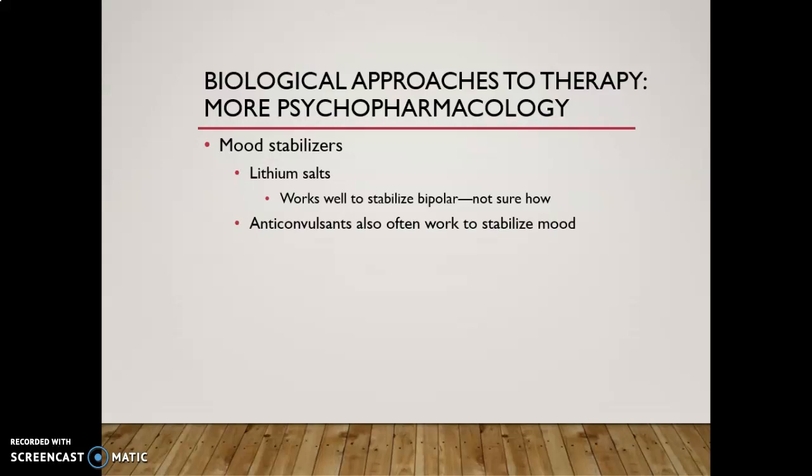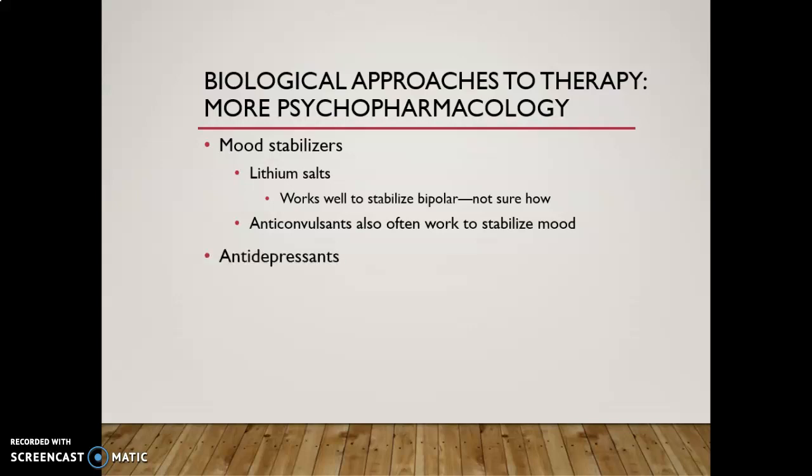In addition, we can also use anticonvulsants as mood stabilizers. Anticonvulsants are used to treat seizures. And it's kind of interesting that drugs that are used to treat seizures can also be used to treat bipolar disorder, because it almost makes you want to think that maybe bipolar disorder is some kind of really weird seizure. We don't know. But we do know that it works.